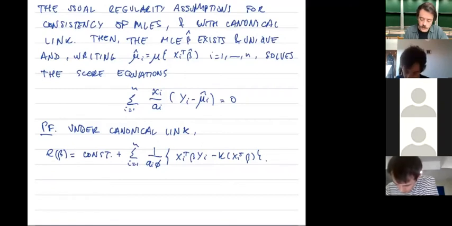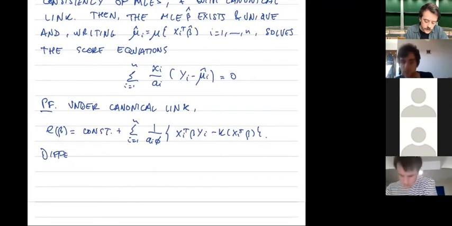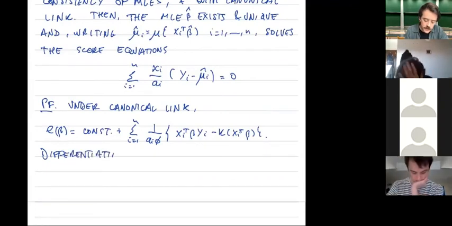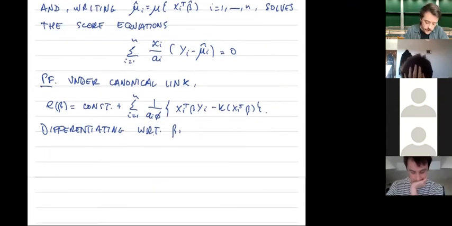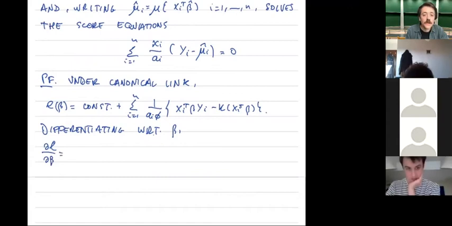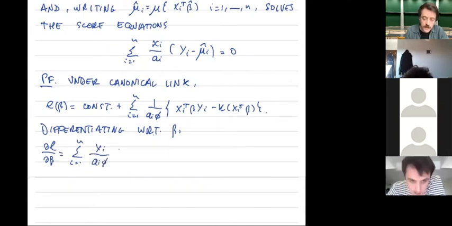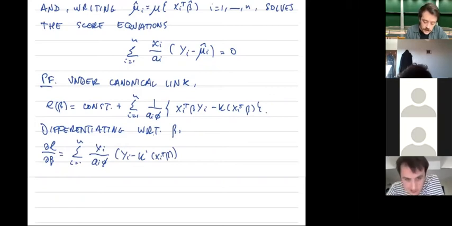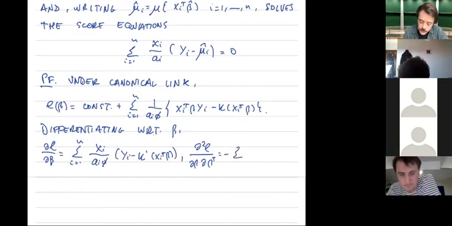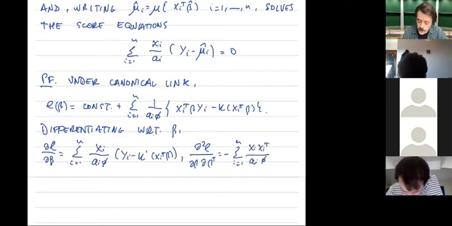So, okay, we get this, and now differentiating with respect to beta, we get, so firstly the gradient, this is the sum from 1 to n of the x_i over a_i phi times y_i minus k prime of x_i transpose beta, times x_i. So you can check that these things make sense. And then the Hessian is given by this expression I'm going to write. So this is negative of the sum of x_i x_i transpose over a_i phi, and then the second derivative of k.